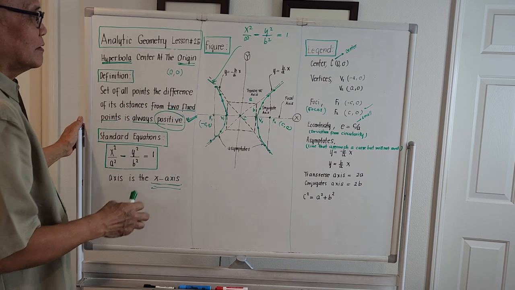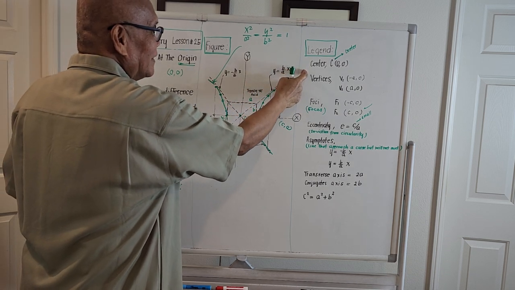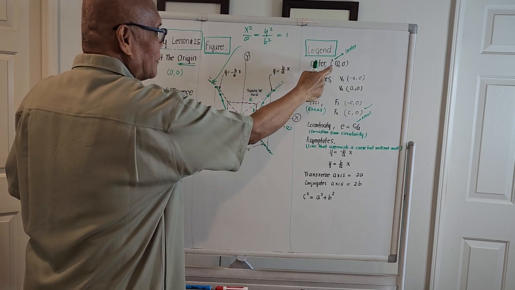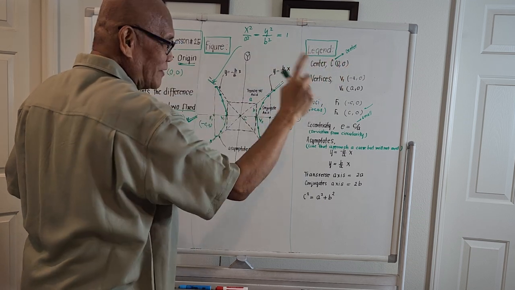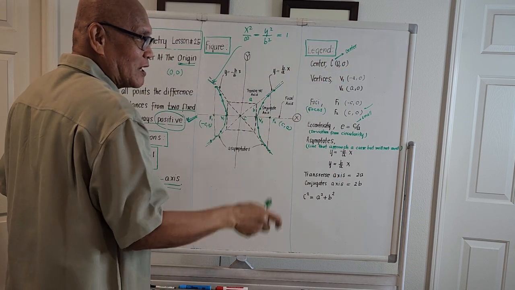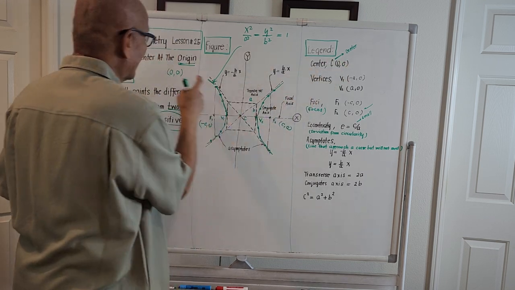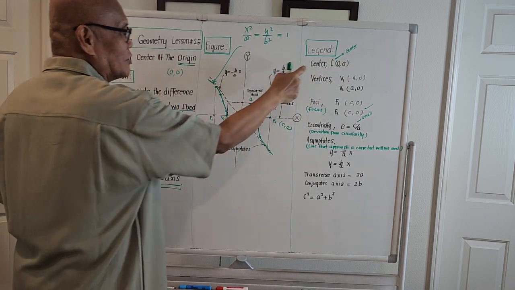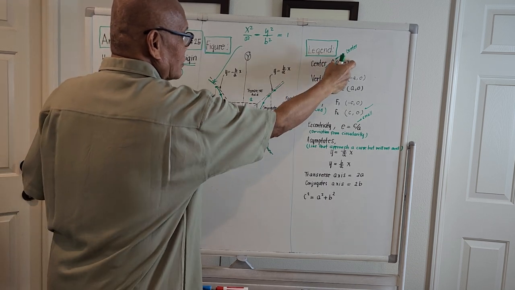What's next? For the center, okay, I place the designation capital letter C, and the coordinates will be 0, 0, because for the meantime, we are only discussing hyperbola in which the center is at the location 0, 0 or at the origin. So for the center of this figure here, the coordinates will be 0, 0.